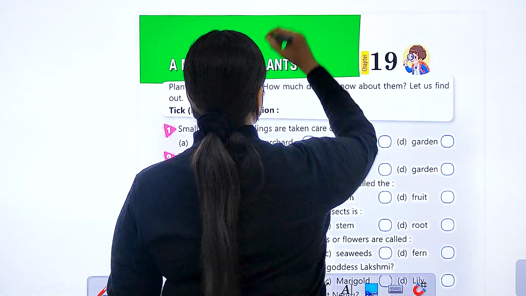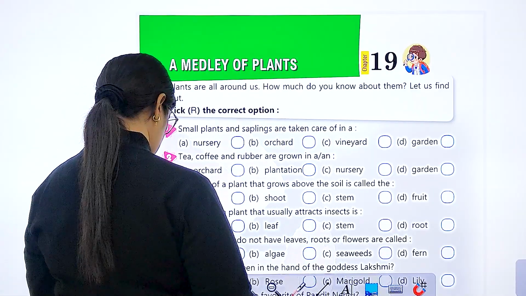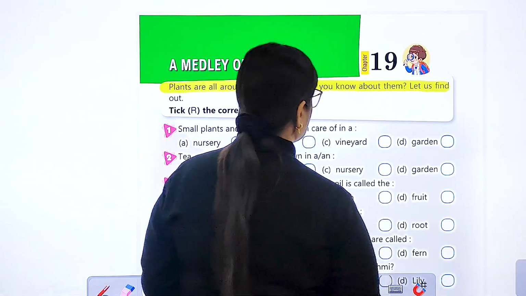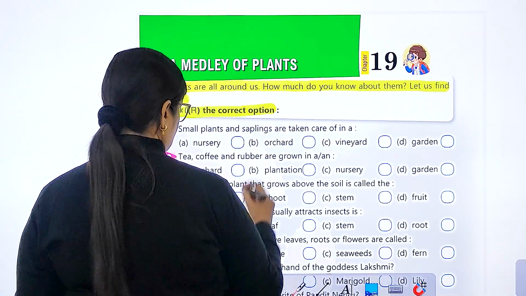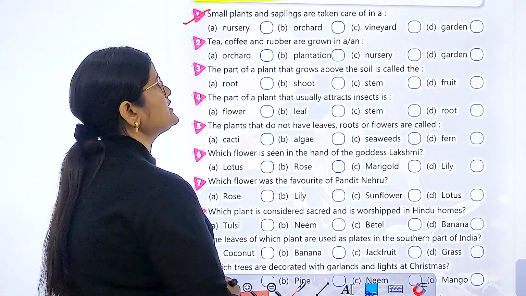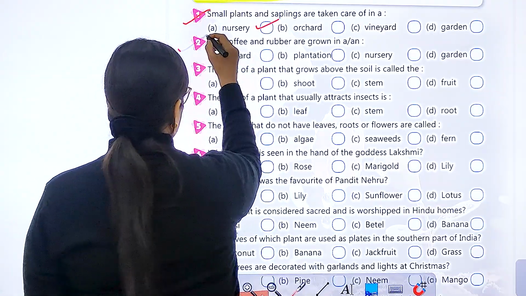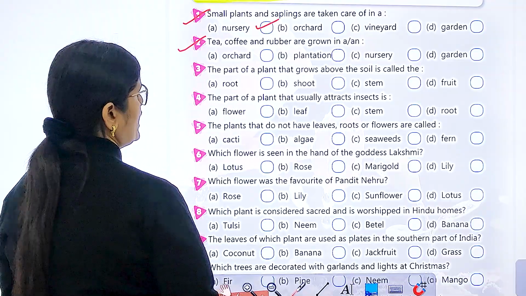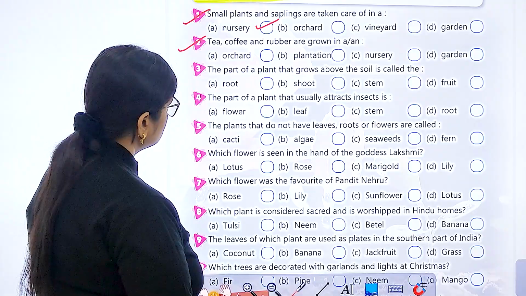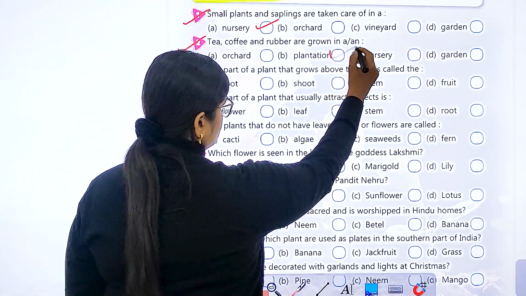Chapter number 19. A Medley of Plants. Plants are all around us. How much do you know about them? Let us find out. Tick the correct option. Small plants and saplings are taken care of in a nursery. Number 2. Tea, coffee, and rubber are grown in a plantation. Options: orchard, plantation, nursery.